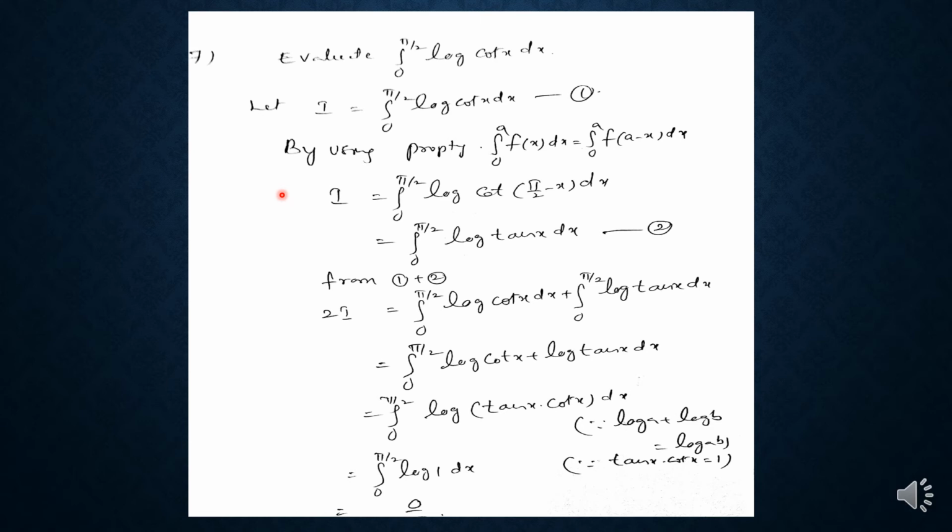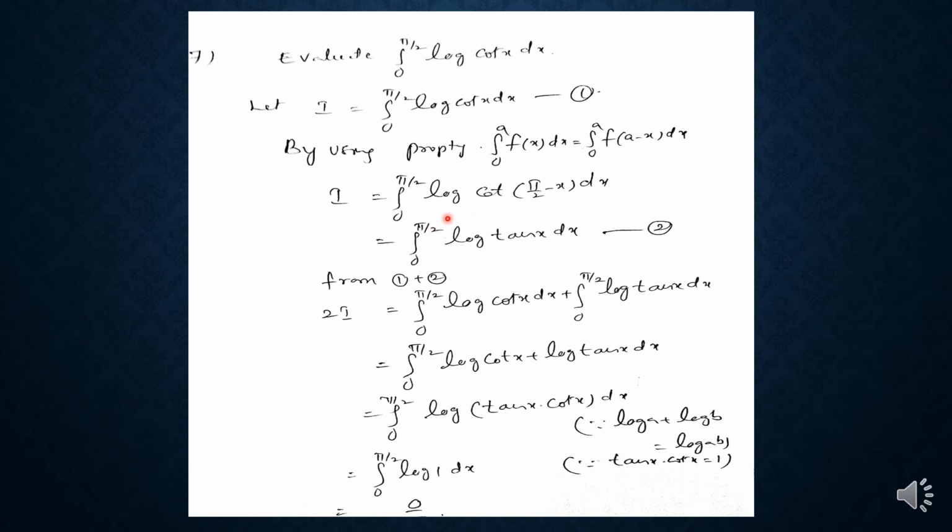Here also we can apply the fifth property. We will see how to apply the fifth property in this problem. By using the property integral 0 to a f of x dx is equal to integral 0 to a f of a minus x dx, let us take I equals integral 0 to pi by 2 log cot of a minus x, where a means pi by 2 minus x dx.